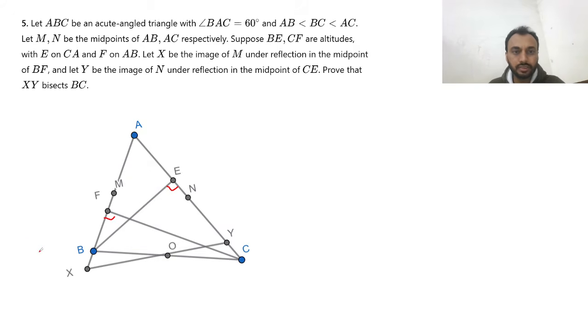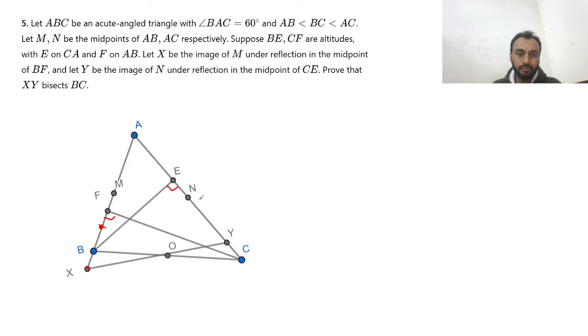Okay, so these are the perpendiculars, or altitudes, and then we have X, the image of M under reflection in the midpoint of BF. So if we say the midpoint of BF is this, then we reflect M about this point, right? And we get a point X. If we reflect this M about the midpoint of BF, its image is X.